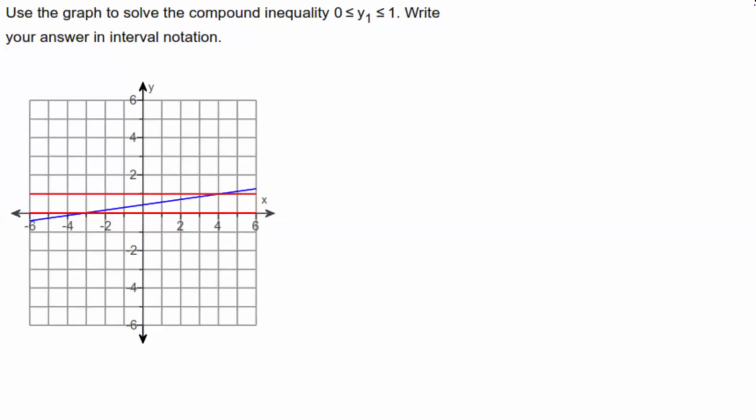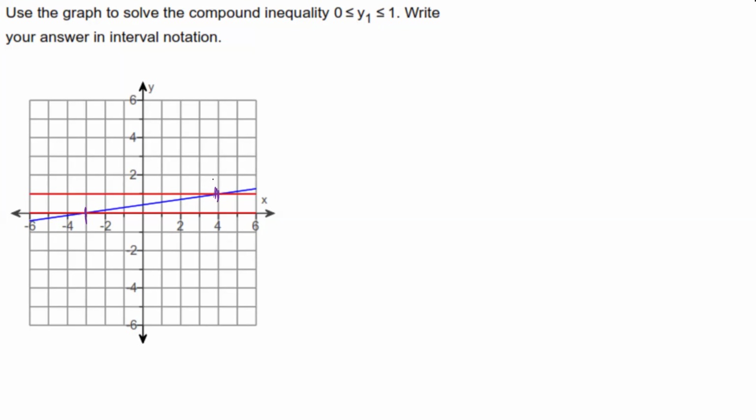All right, here we're supposed to use the graph to solve the compound inequality from 0 to 1 for y. So we're only going from the red line to the red line for y, and we're supposed to solve what the blue is. Well, blue is going from here, if it'll draw, up to here.